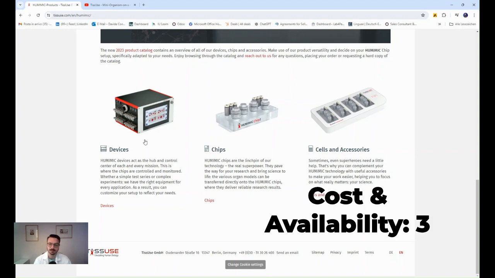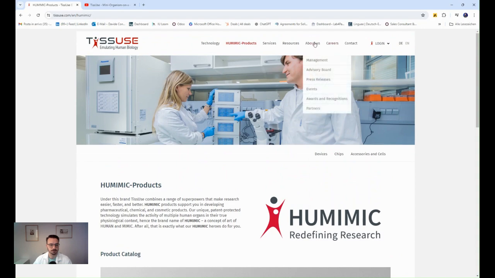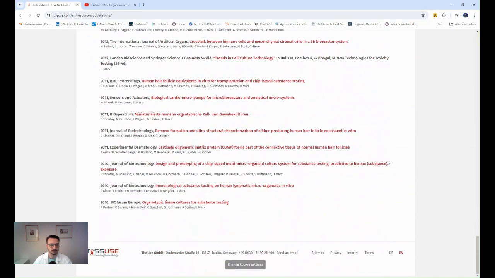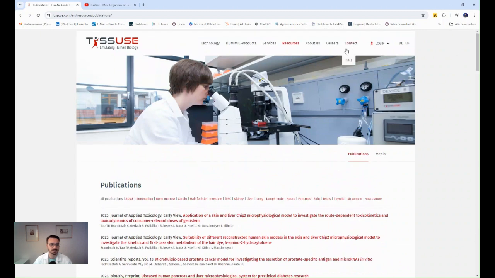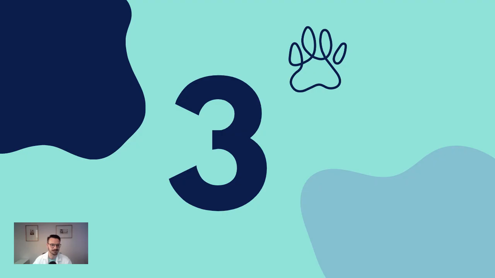And finally, in terms of regulatory validation, they have a ton of data also there. You can go into resources and look at the publications they have. This is relatively big. It's actually quite impressive. And they also have a lot of collaborations with companies, which makes them quite successful in what they're doing. So definitely this is also really good, that's a good 4. So the final score for tissues is 33, and this will put them at position number 3 in our ranking.